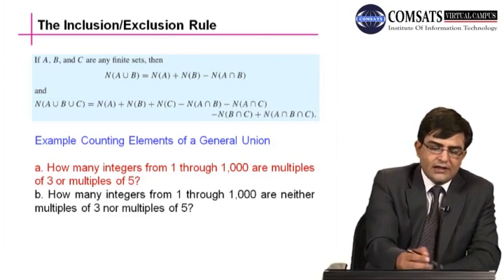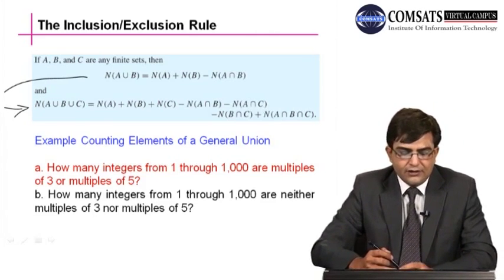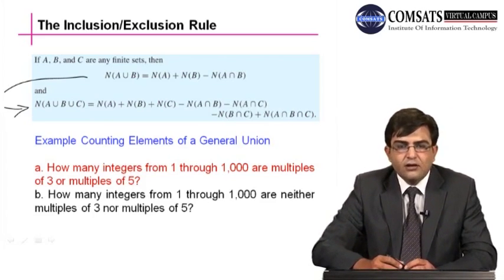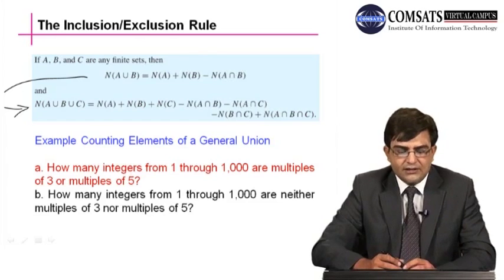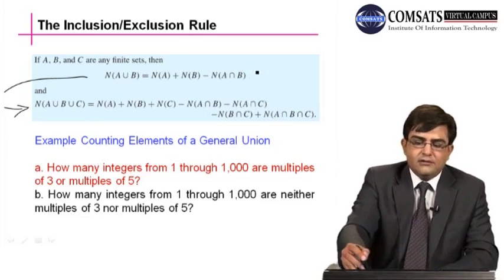And the more generalized version of this inclusion exclusion rule is for three sets A, B, C. n of A union B union C is equal to n of A plus n of B plus n of C minus n of A intersection B minus n of A intersection C minus n of B intersection C plus n of A intersection B intersection C. So this is basically the more general formula of this formula.